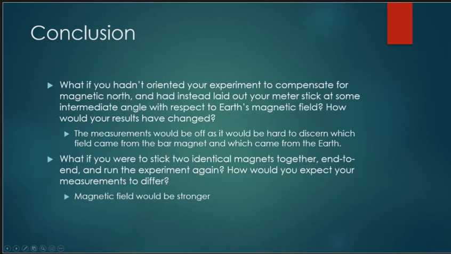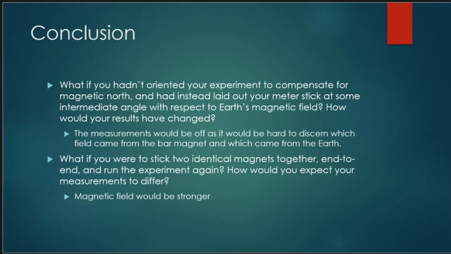In conclusion, what if you hadn't oriented your experiment to compensate for magnetic north and had instead laid out your meter stick at some intermediate angle with respect to Earth's magnetic field? How would your results have changed? Well, the measurements would be off, as it would be hard to discern which field came from the bar magnet and which came from the Earth. You'd end up with a resultant vector that is different than what you're experimenting for.